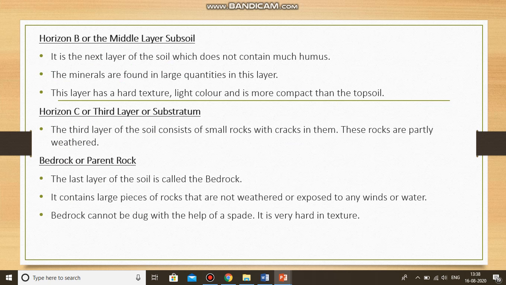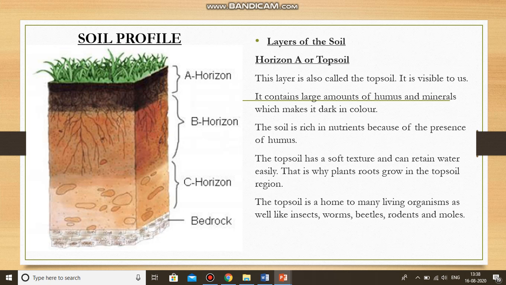The next is horizon B, or the middle layer, the subsoil. It is the next layer of the soil, which does not contain much humus. Minerals are found in large quantities in this layer. This layer has a hard texture. The next layer is horizon C, the third layer. It consists of small rocks with cracks in them. These rocks are partially weathered.